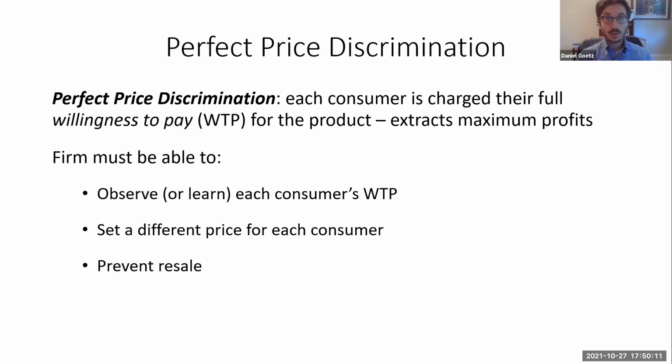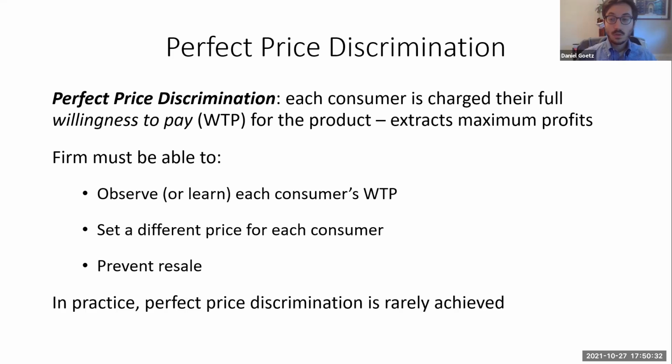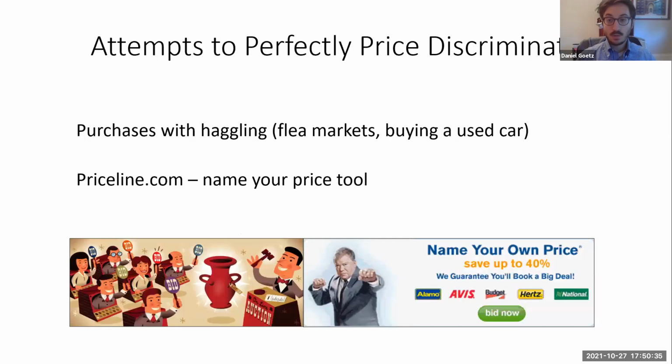So perfect price discrimination is something that we maybe observe more and more online, because with digital products, it's a lot easier to prevent resale than with physical products. You also see this sort of price discrimination more with services, because there's no way to resell a service. But it's rarely achieved. We maybe see it if people are haggling or buying a used car, where if the salesperson is very skilled, potentially they can extract the full willingness to pay. Some online services try to get people to signal their full willingness to pay, like Priceline.